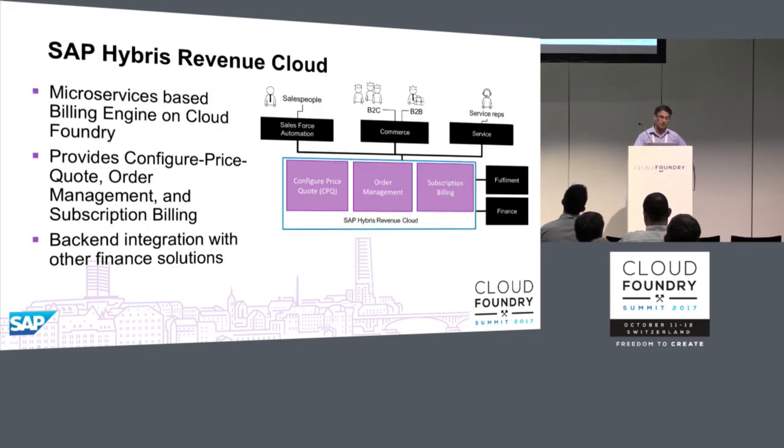The billing engine I'm going to talk about is called SAP Hybris Revenue Cloud. As I said, there are many available; this one is just from SAP, and we are using it. It's a microservices-based billing engine that runs on Cloud Foundry. It provides configure, price, quote services, subscription billing, and back-end integration with various finance solutions. It sends to SAP ERP, of course, but you could send it to other ERPs as well.